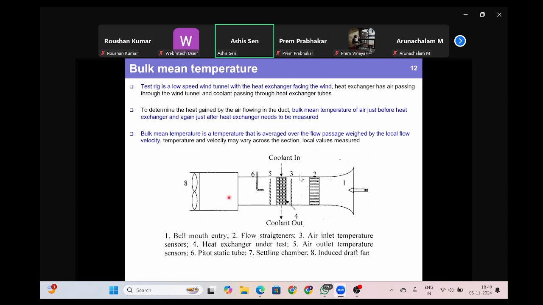And this is basically the settling chamber, and this is the fan. So basically, this fan is sucking in air and throwing it into the lab. Okay.